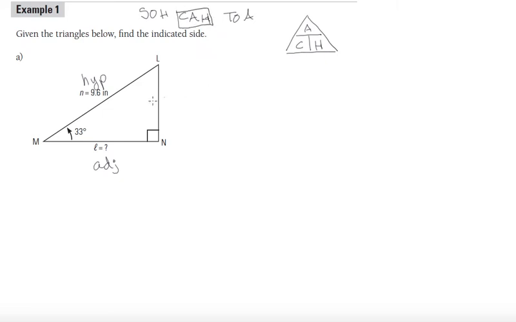So let's look at this. I want to find the adjacent. So I could look at that. I could cover up that A. If you did that with your finger, you can cover up the A. You can see it's the cosine of the angle times the hypotenuse. Let's also set it up algebraically.